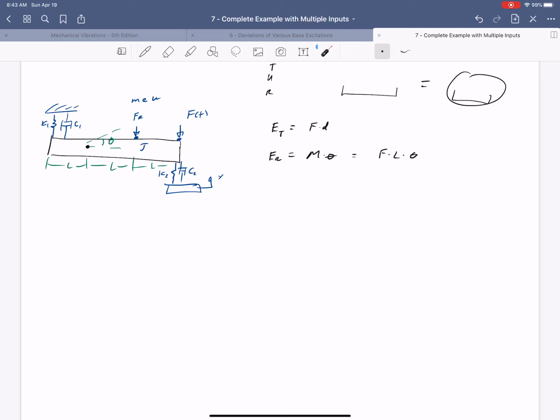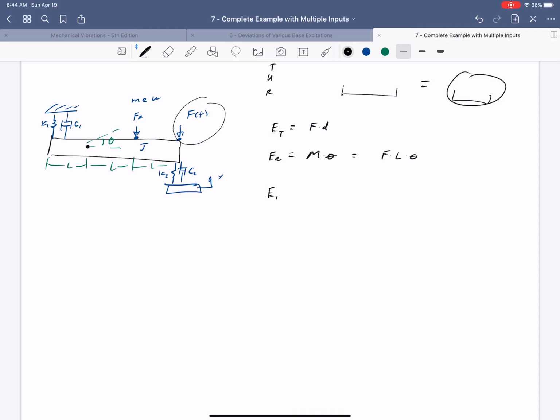Okay, really, this should be F cross L vectors times that angle. And this is a vector, so this also would be a vector. But in this case, everything's perpendicular, so we can say F times L times theta.